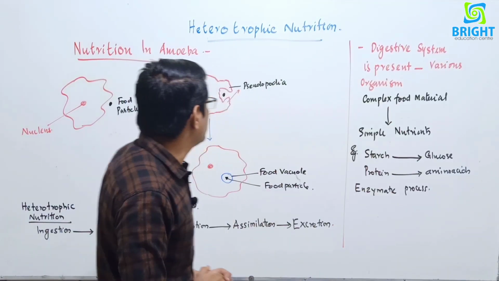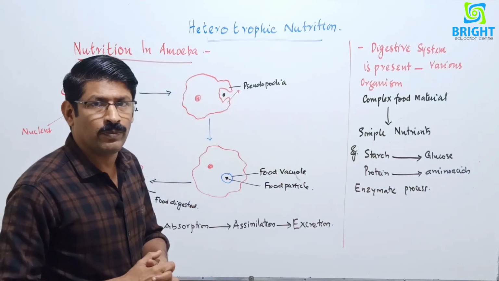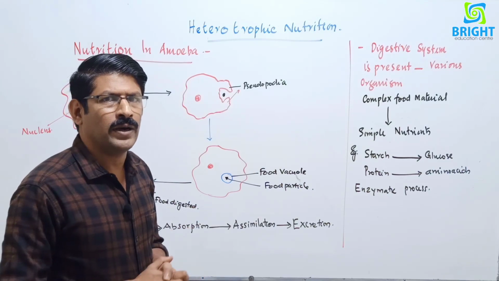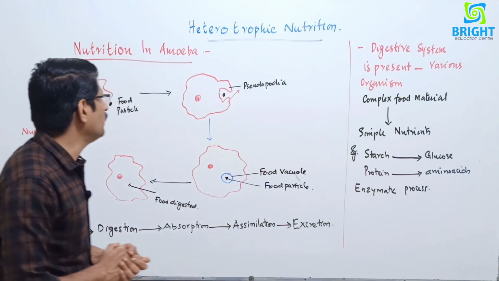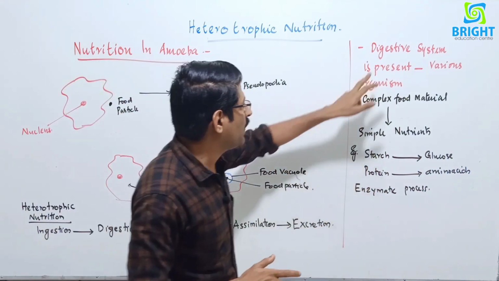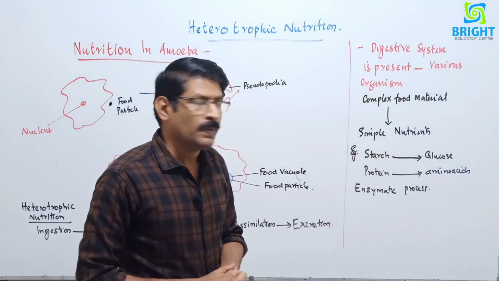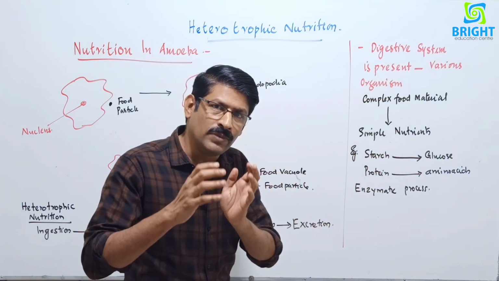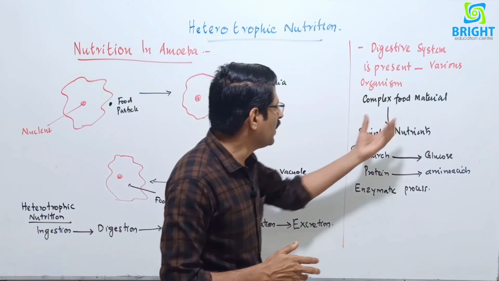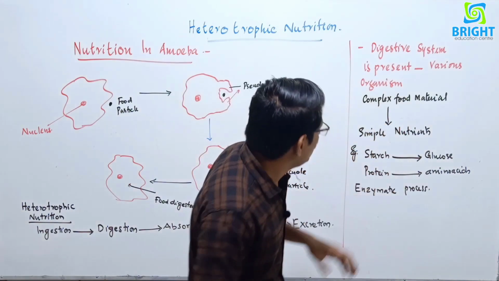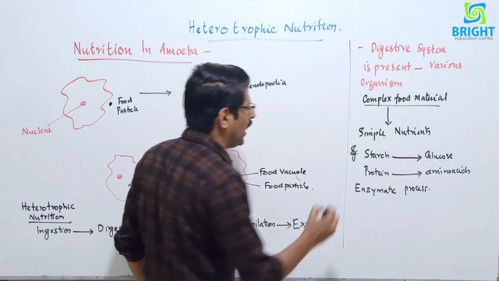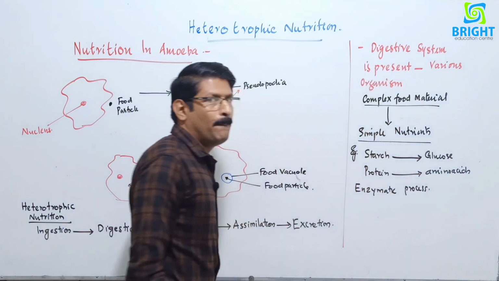In the heterotrophic mode of nutrition, we are taking complex food material, and we know the animals and also the fungal kingdom follow the heterotrophic mode of nutrition. And on the basis of the complexity of the body of the organism, different digestive systems are present. Normally, organisms take complex food material either from plants or another animal. That must undergo the digestive process, and that results in the formation of simple nutrients.